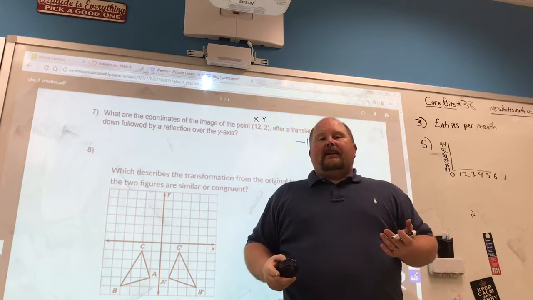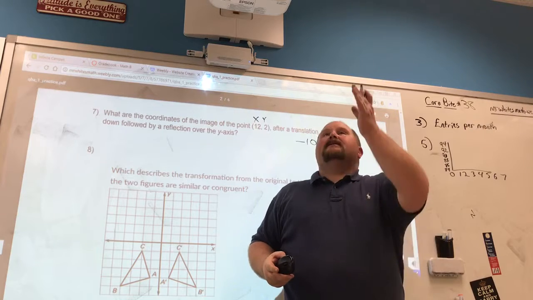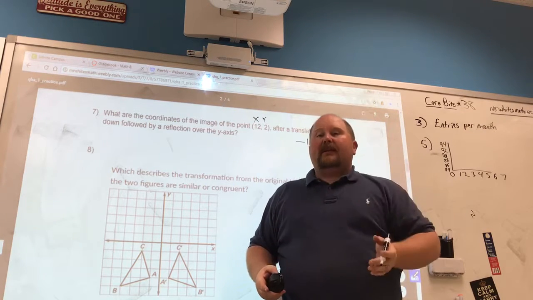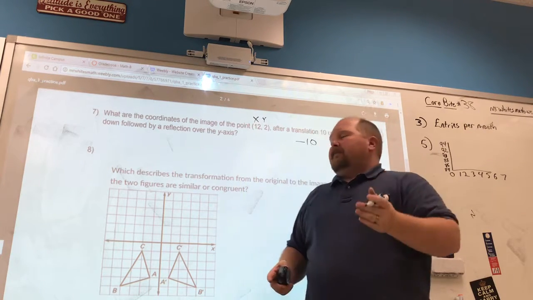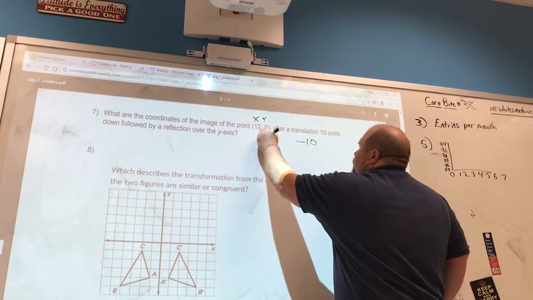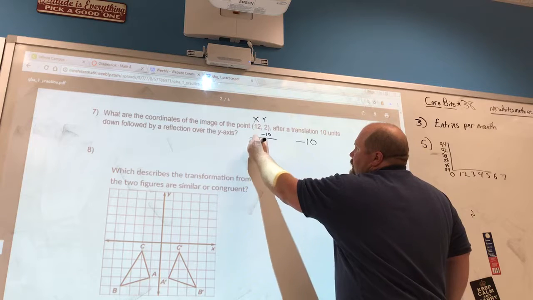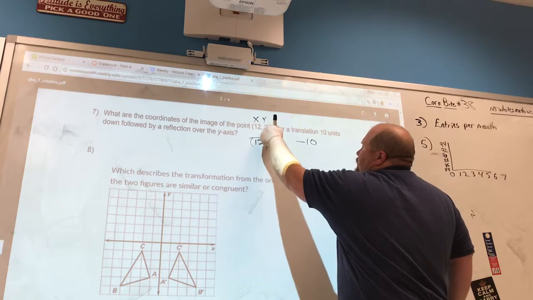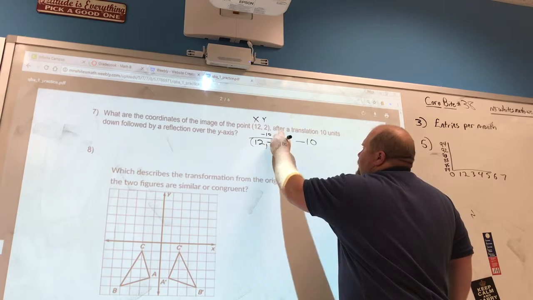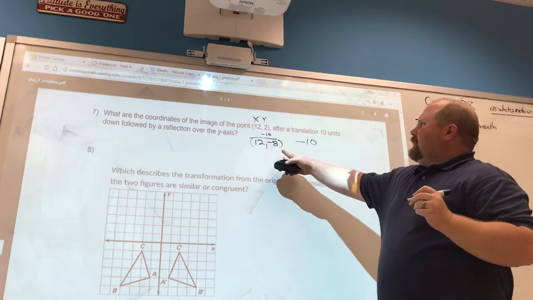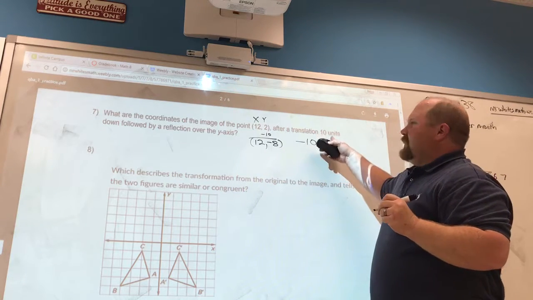I want the up and down. Well, if you were to tell somebody yes, your head would go up and down. That's exactly how the y-axis works. Just like yes, it goes up and down. So the -10 would need to come off of the y value. 12 minus nothing or plus anything is still 12. But 2 minus 10 is -8. So that is the value of the point after the translation.